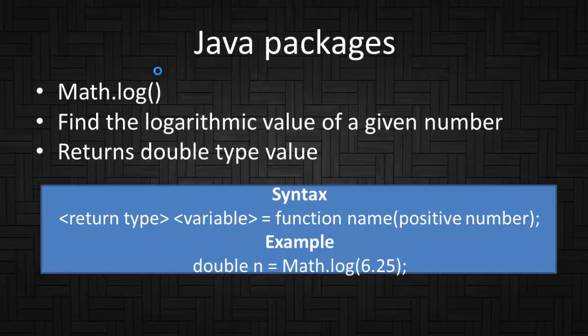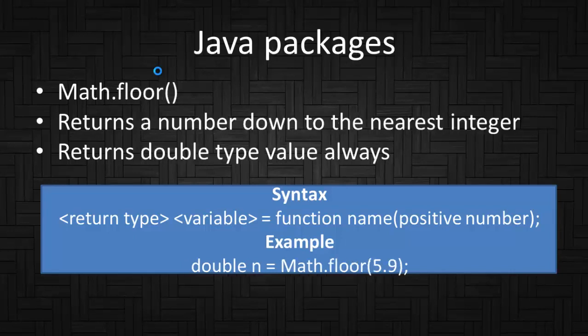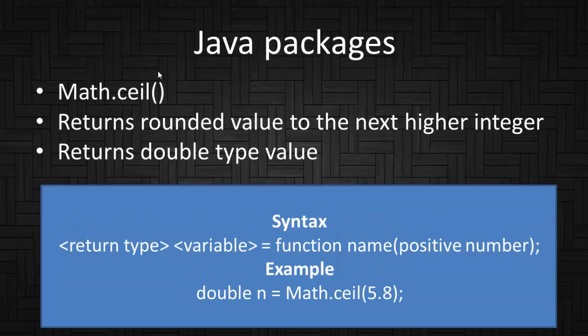Math.log finds the logarithmic value of any given number. It also returns a double data type. So Math.log(6.25) will return the logarithmic value. Math.round returns a value in rounded form. So Math.round(5.7) will round that up to 6.0. Math.floor rounds down to the nearest integer, so it returns a number down to the nearest integer. It always returns a double data type. So Math.floor(5.8). Math.ceil returns the rounded value to the next higher integer. So Math.ceil(5.8) will return 6.0.